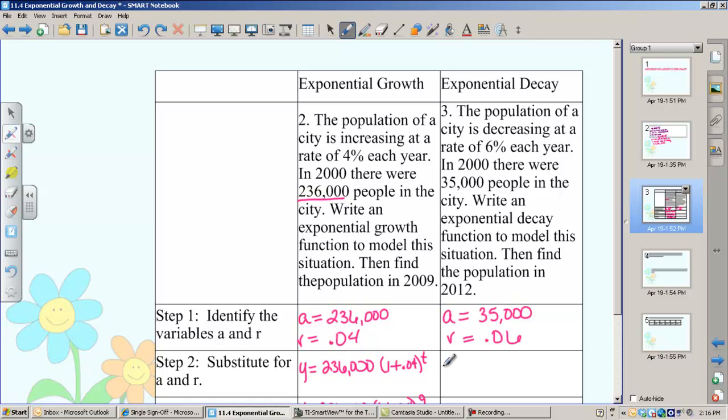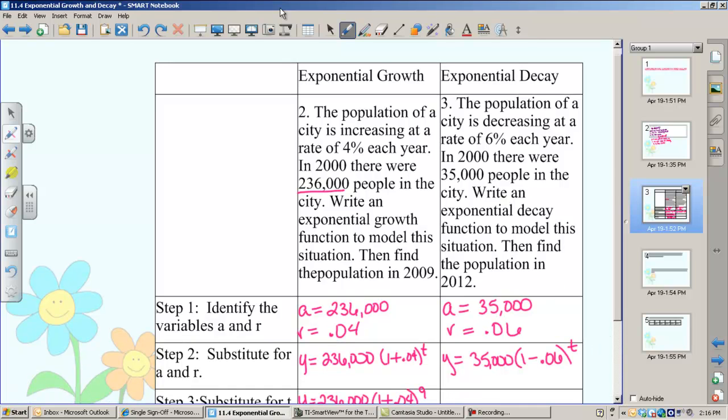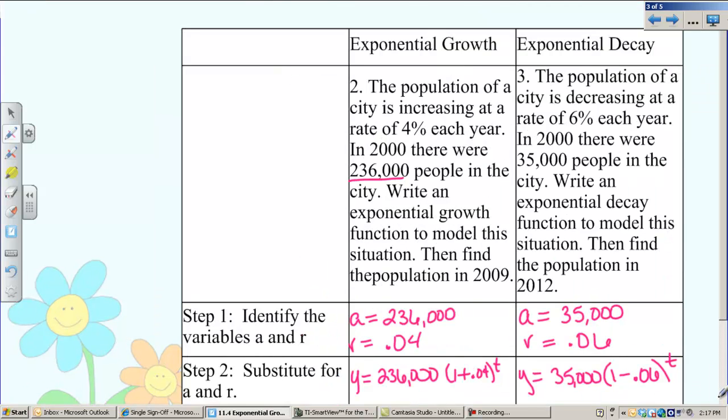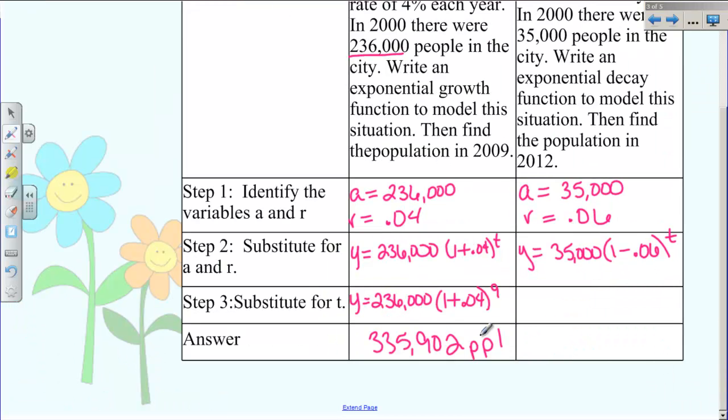So I'm going to have y equals 35,000 times 1 minus 0.06 to the t. And I've got to substitute in for t. I'm going from 2000 to 2012, which is a change of 12 years. So I have the same function, 35,000 times 1 minus 0.06 to the 12th power.